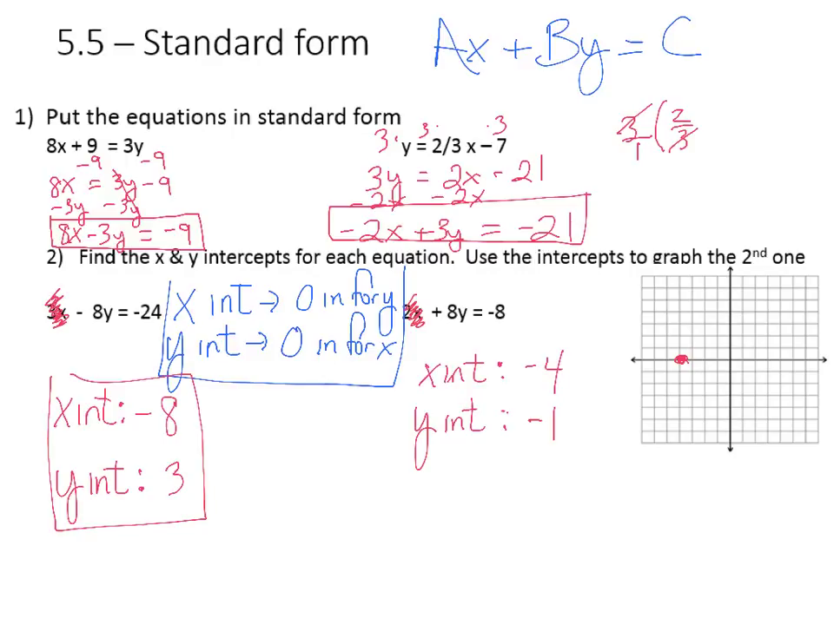And on the y-axis, I'm going to plot negative 1. And then you can use your ruler to draw a nice straight line. So that's one way that we've learned how to graph lines, by using the intercepts. If you have an equation in standard form, that's a nice way to graph it. Remember, though, that we always wanted these two numbers to be multiples of this one. That's how we knew intercepts was going to work nicely.